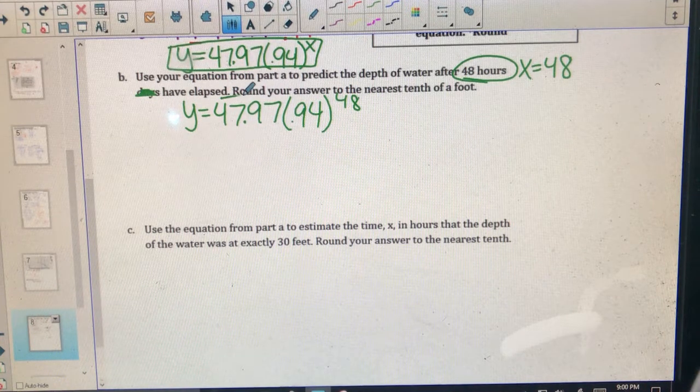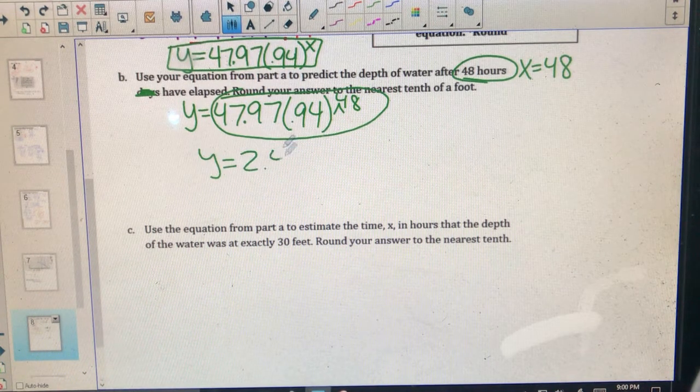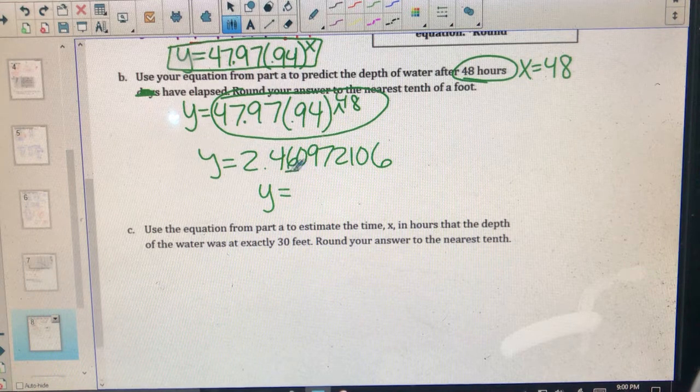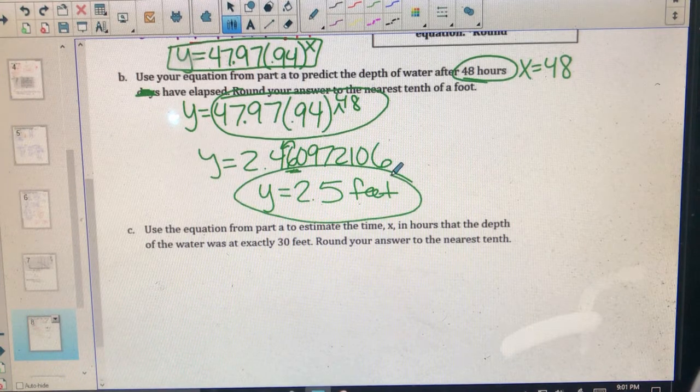So you're going to type in 47.97 times 0.94 caret 48. When you plug that in, you should get 2.460972106, which rounded to the nearest tenth, I look to the second place to see if it bumps that first digit after the decimal point up. The 6 does bump it up to 2.5, so it's going to be 2.5 feet.